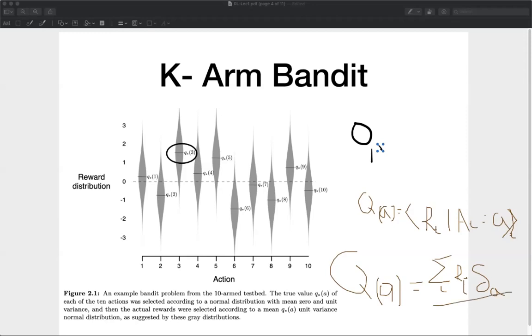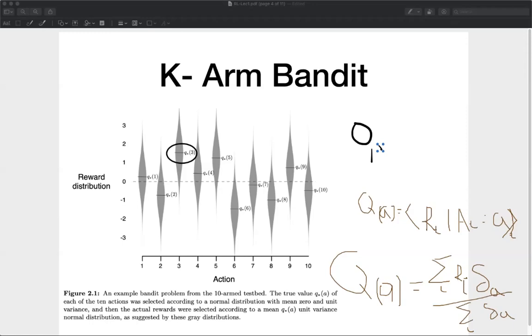So we're just summing up over all the rewards that we got from pulling action A, and then you're just going to average over all the times that the action A was taken.